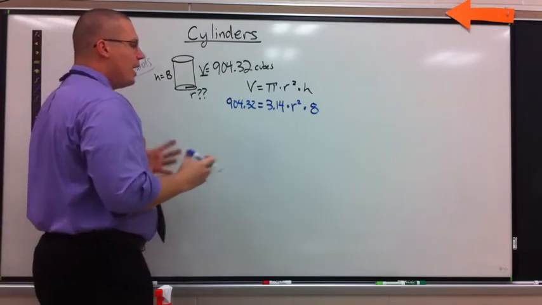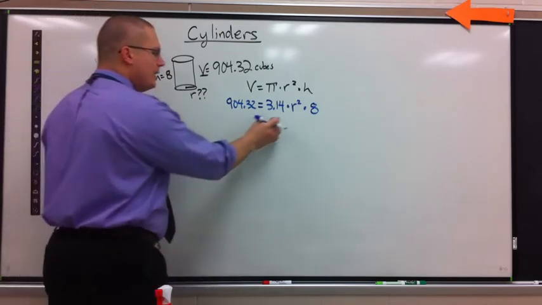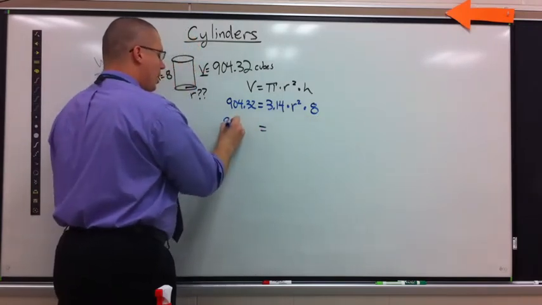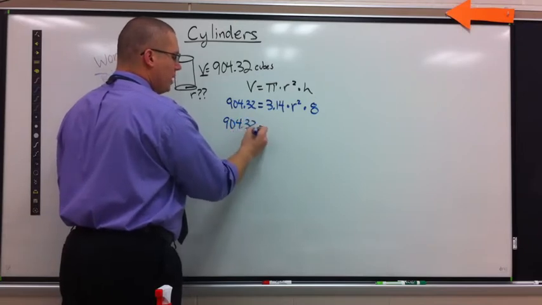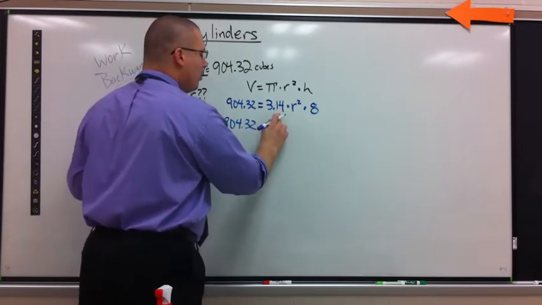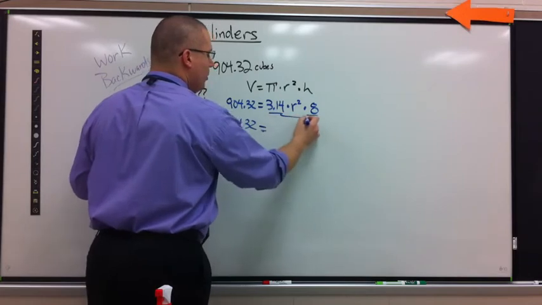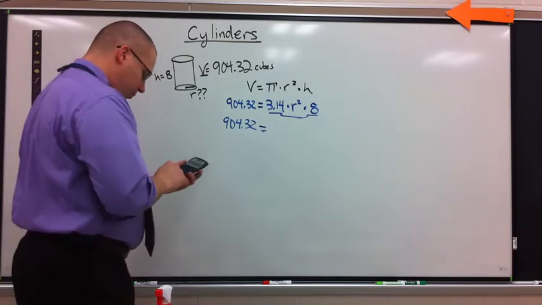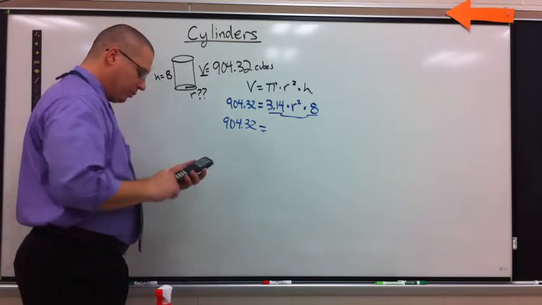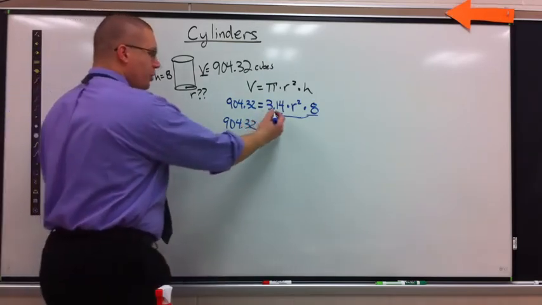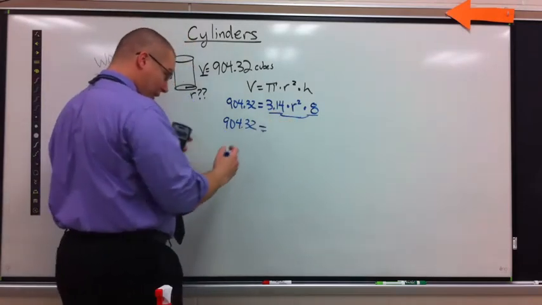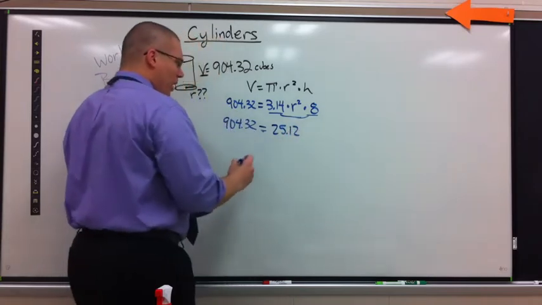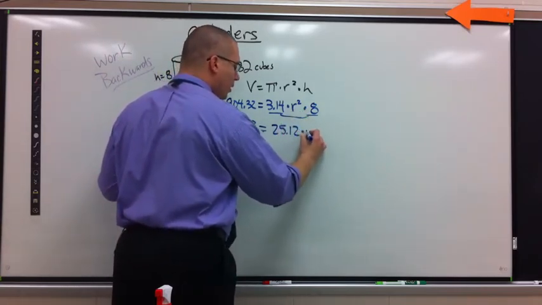So what I want to do is try to combine terms. Can I take anything on this side and shrink it down? I think I can. 904.32 equals 3.14 times 8. I can combine 3.14 times 8. And yes, you should use 3.14, or else it's not going to work out exactly the same. 25.12. I still have r squared.